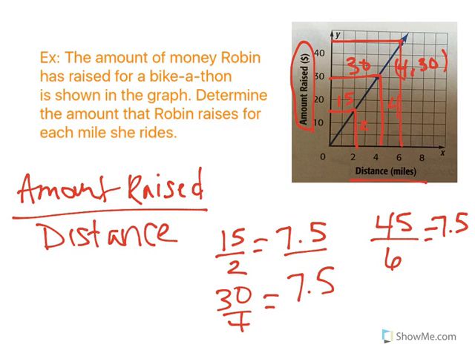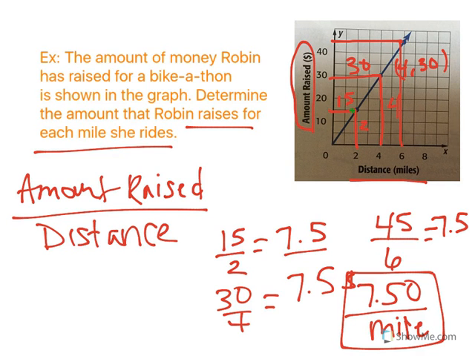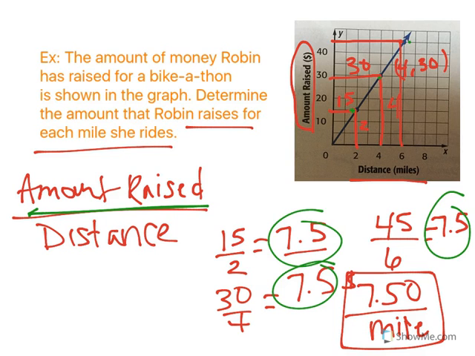It says determine the amount that Robin raises for each mile. So she raises $7.50 per mile. All we had to do was look at each of the given points. We did our rise over run, or the amount raised over our distance in this example, so y divided by x to get our constant value. And that's how we figure out the amount of money she raised.